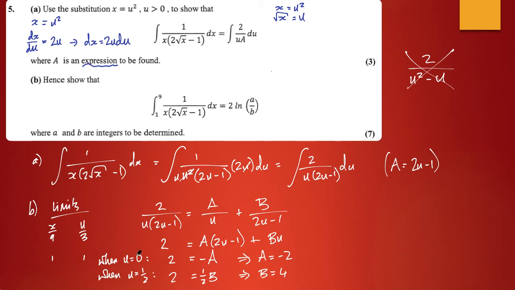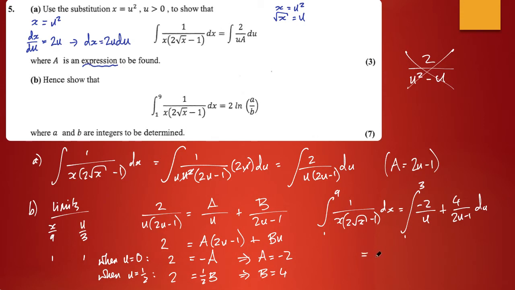So I've now set everything up for my second part. It's the same substitution really, but I've now got the limits to go in as well. So the integral that I've been asked to find, 1 to 9 of 1 over x, 2 root x minus 1 with respect to x, is equal to the integral from 1 to 3 in terms of u. And I'm going to replace this 2 over u, 2u minus 1 with minus 2 over u plus b, which is 4 over 2u minus 1, with respect to u.